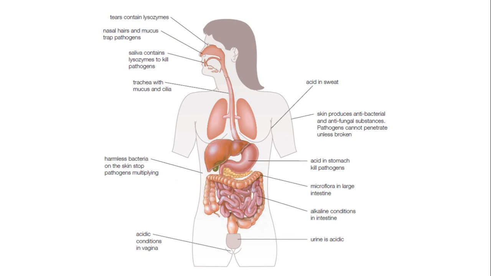Here we have a pictorial example of all the different physical defense barriers which make up the first line of defense. So you can refer to this as a quick summary.